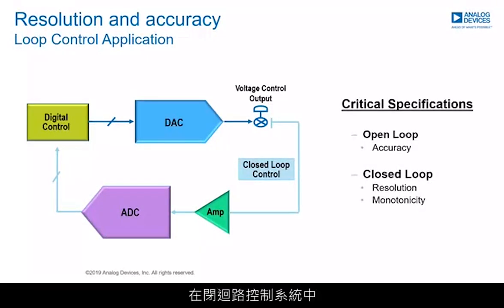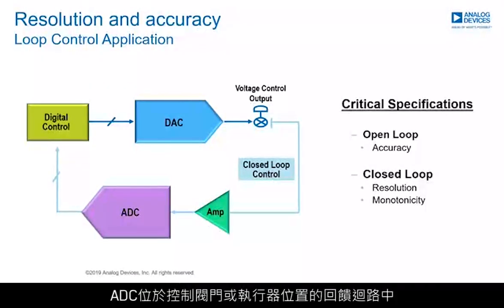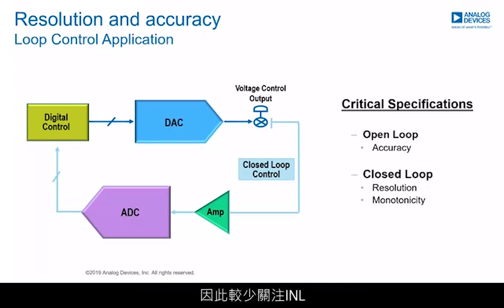In a closed-loop control system, an ADC is in the feedback loop controlling the valve or actuator position. In closed-loop applications, DAC resolution is more important than accuracy, as the ADC provides information of any accuracy calibration required. Therefore, less attention is paid to INL.